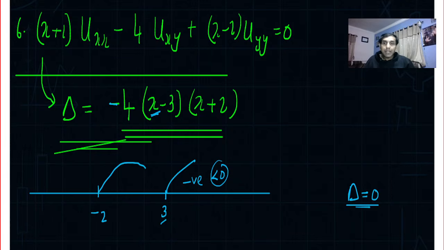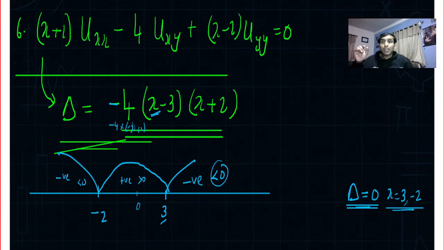Now if I keep any number between minus 2 and 3, come on, I'm going to take the easiest number, obviously 0. So minus 4 into minus 3 into 2. Oh, it's going to be greater than 0, positive. And I can keep any number less than minus 2. You keep any number, it is going to be negative. I already tried it. Oh, now I can understand very clearly. If delta equal to 0, x will be 3 or minus 2. That means when x equal to 3 or minus 2 in this equation, it is parabolic.